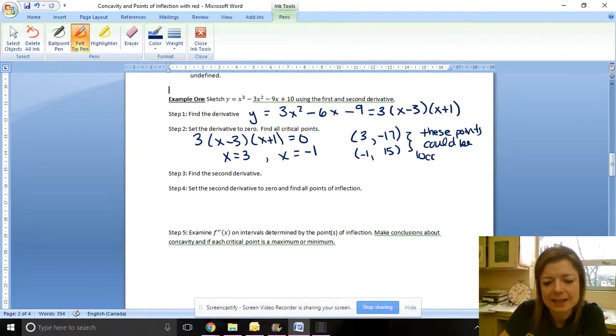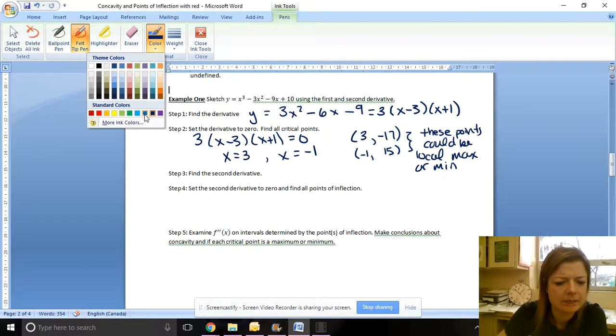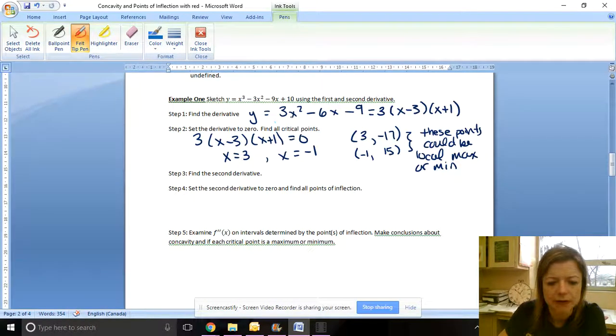Okay, because they make the derivative 0, that means the tangent is horizontal at these x values, which means it could be changing direction there. So I'm just going to change color for this next part to find the second derivative. We look at our first derivative and take the derivative of that.